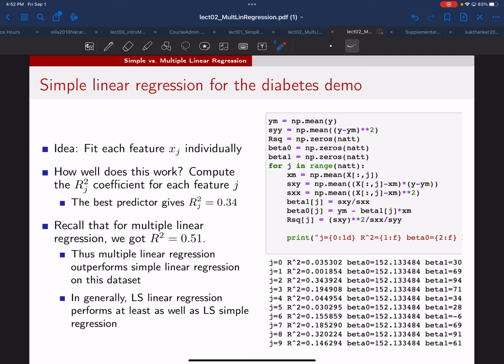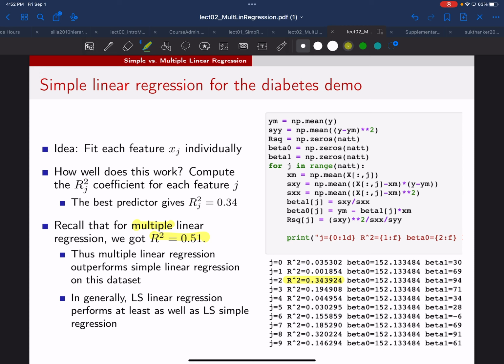The thing to pay attention to right now are the R squared values. When we look through this list, the very largest one that we find is 0.34. And remember, with multiple, it was 0.51. So this is verifying what I was saying, that when you use them all together, you're going to do better, or at least as good as using individual ones for the purpose of minimizing our training RSS.